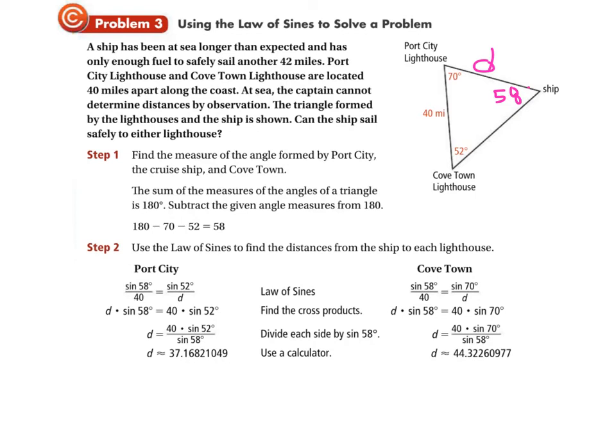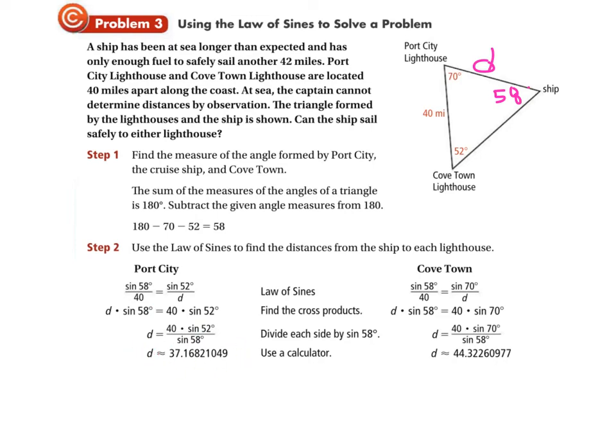So when you do that, you say, okay, what is that length? Well, if you multiply both sides by D, it comes off of this side and multiplies by sine of 58. And if you multiply both sides by 40, that does the same thing here. Now we need to divide by sine of 58 to get D by itself. So you get 40 times sine of 52 divided by sine of 58. Calculating that out, you find that it is approximately 37 point something.